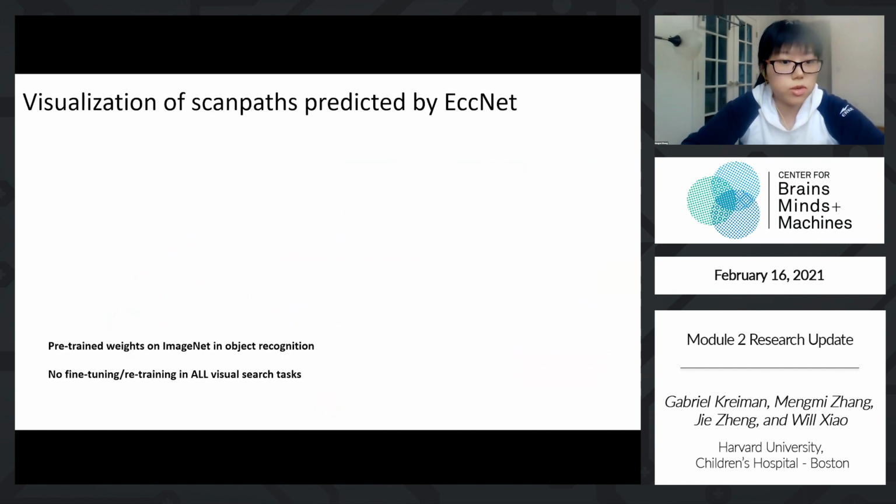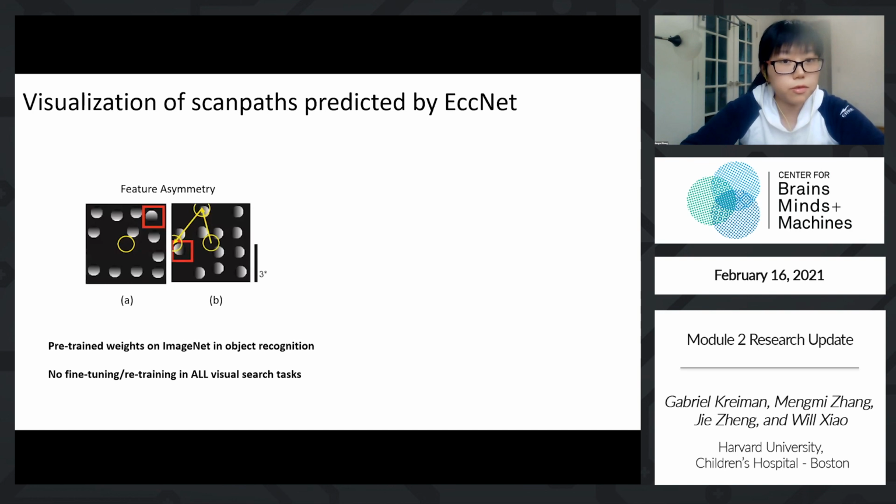All right, so since in this project we are interested in studying visual search tasks, we want to test whether eccentricity net could transfer the knowledge learned in object recognition to visual search. Therefore, we loaded the pre-trained weights on ImageNet in object recognition, and we did not do any fine-tuning or retraining in the pre-trained ConvNet.